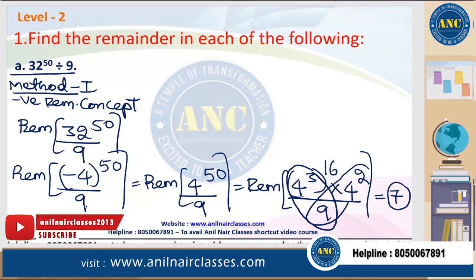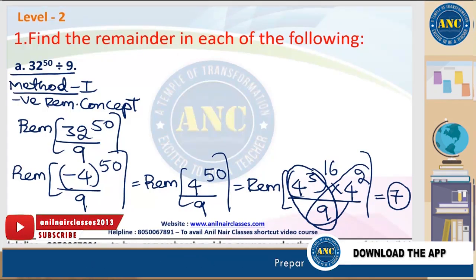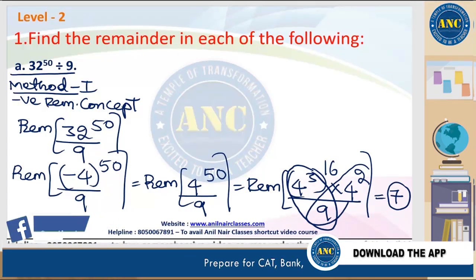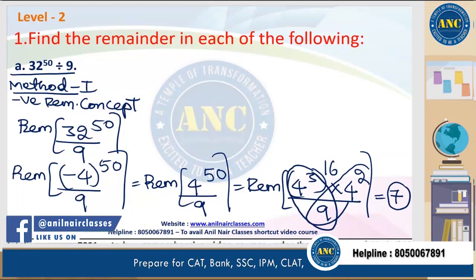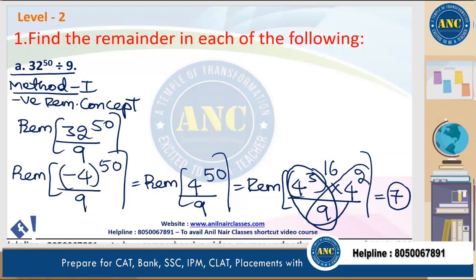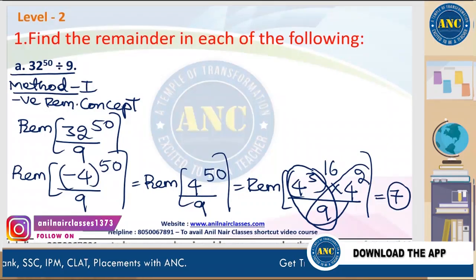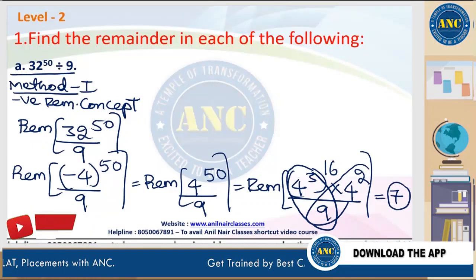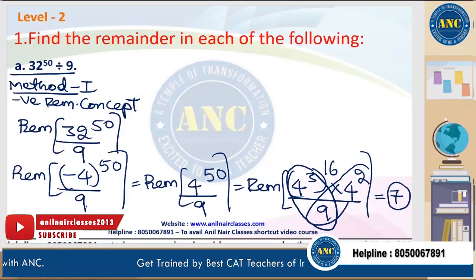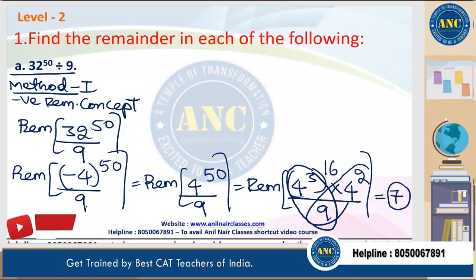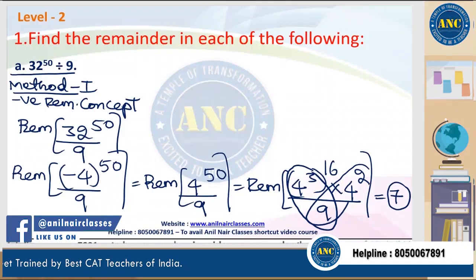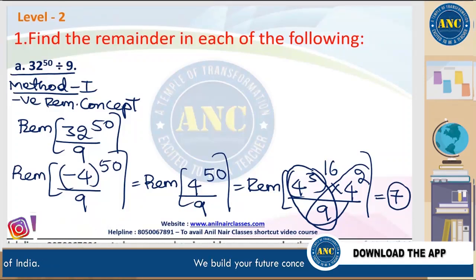32 power 50 divided by 9. 9 4s are 36. Minus 4 power 50. Minus power even is plus. 4 power 50 divided by 9. Which power of 4 when divided by 9 will give me plus 1 or minus 1? 4 cube is 64. 64 divided by 9, 9 sevens are 63. Remainder is 1. This is method 1.